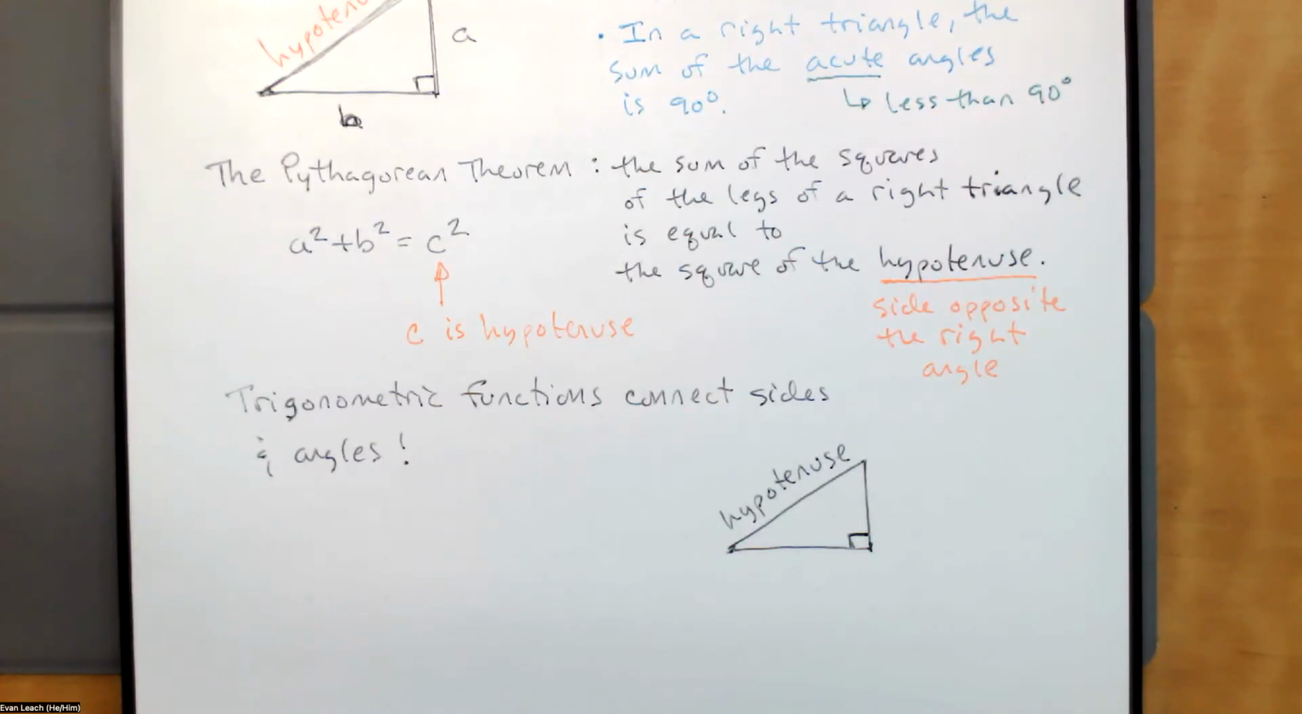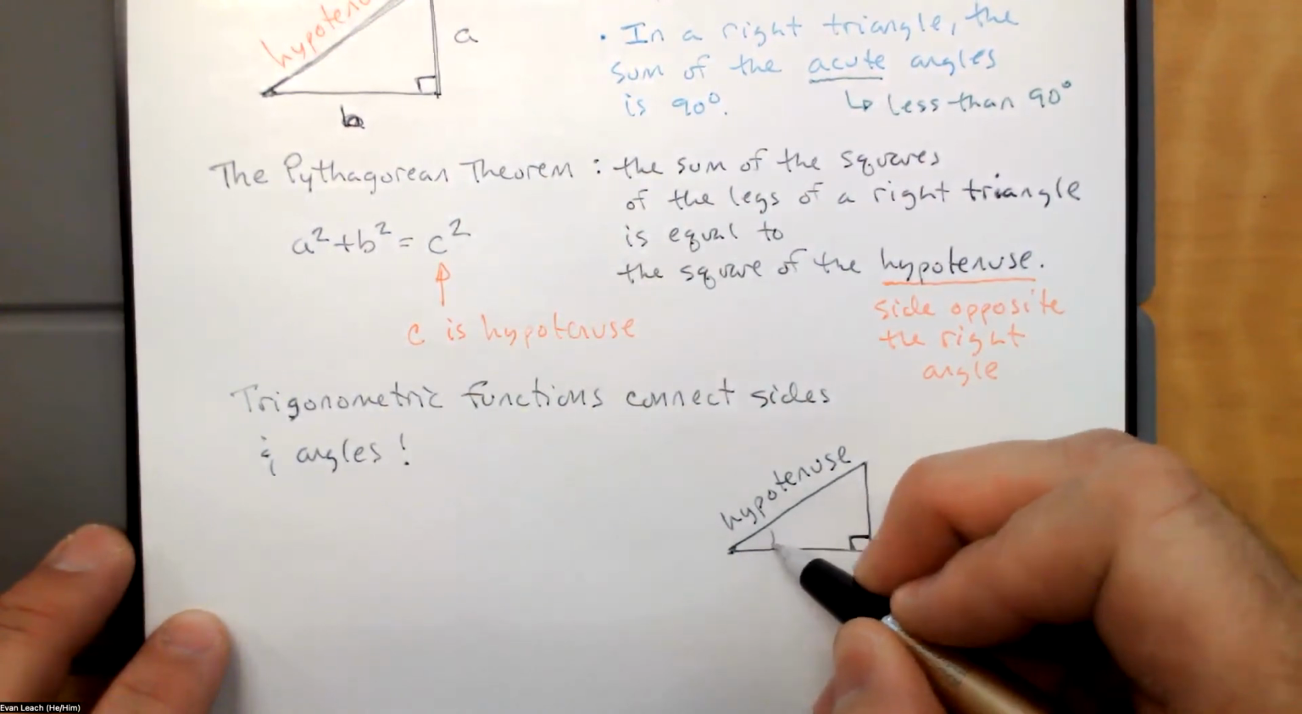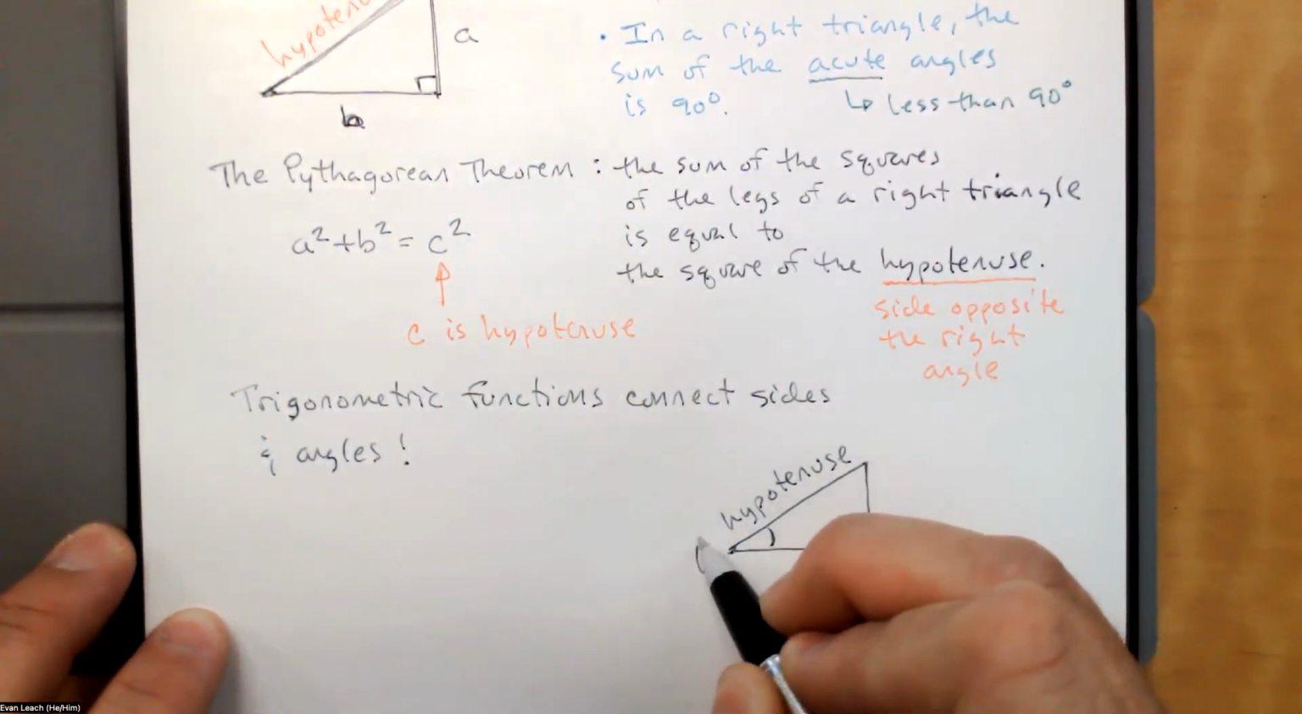We're going to define our favorite three trig functions in a right triangle. For this, I don't need a, b, and c, and I don't need alpha, beta, and gamma. I just need to focus on one angle, and then we'll extrapolate from there. I'm going to say this angle down here is going to be called theta.